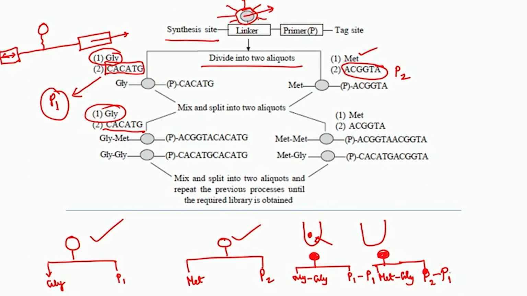Now, suppose I stop at the dipeptide stage. Okay. I see that one bead is giving some activity. Then I am interested in what I have added here, whether it is methionine glycine or glycine glycine. So, what I do, because I have this, I know that if it is methionine glycine I will have P2P1, and if it is glycine glycine I will have P1P1.